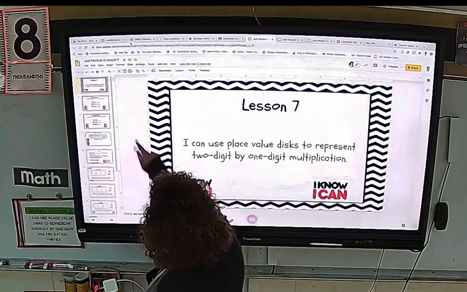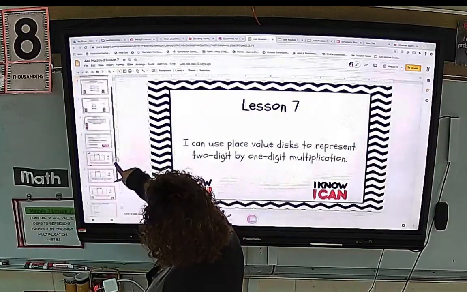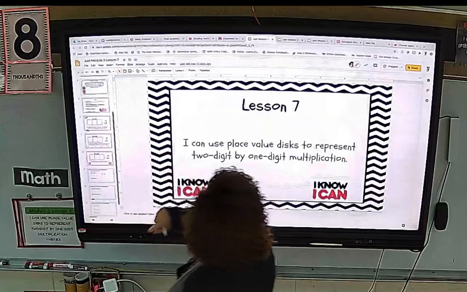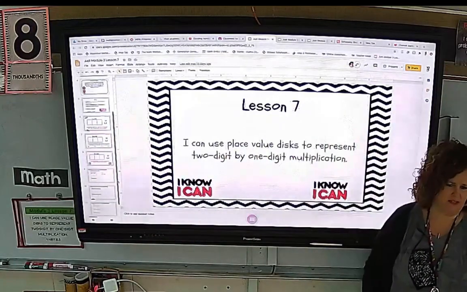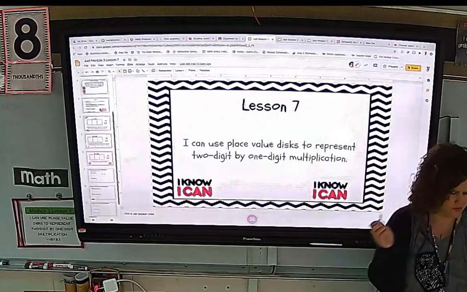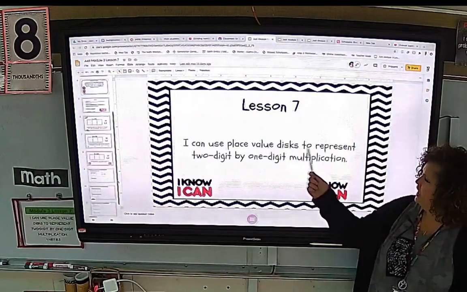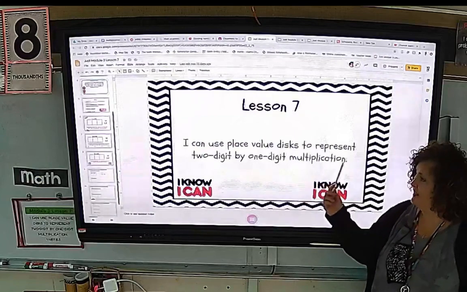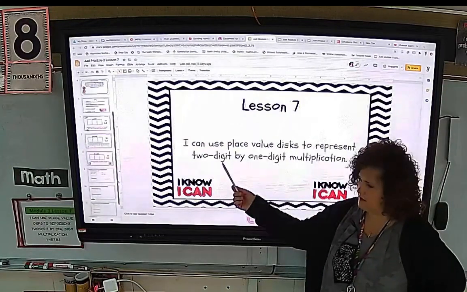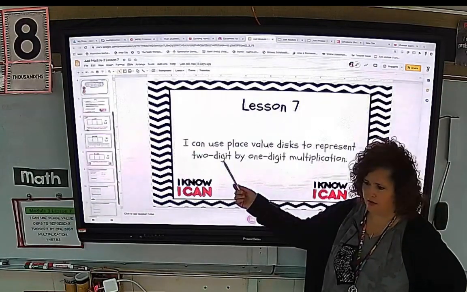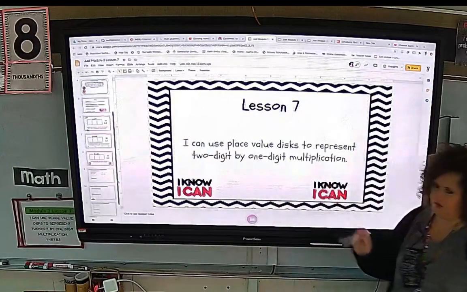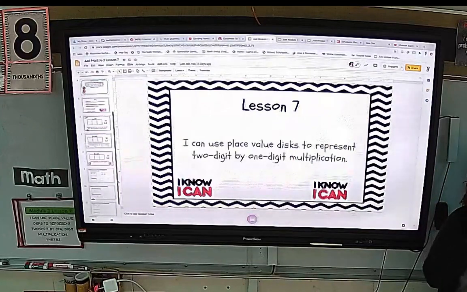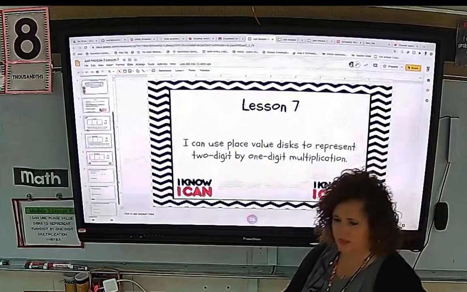All right, we're going to jump over these review problems because we have just reviewed a bunch of multiplication. But this actually says, let's read this. I can use place value discs. When they say discs, they're just talking about little dots or circles on the place value chart. I can use place value discs to represent 2-digit, shouldn't hear any markers. They are all down. Okay, 2-digit by 1-digit multiplication. So we are going to be doing those types of problems.